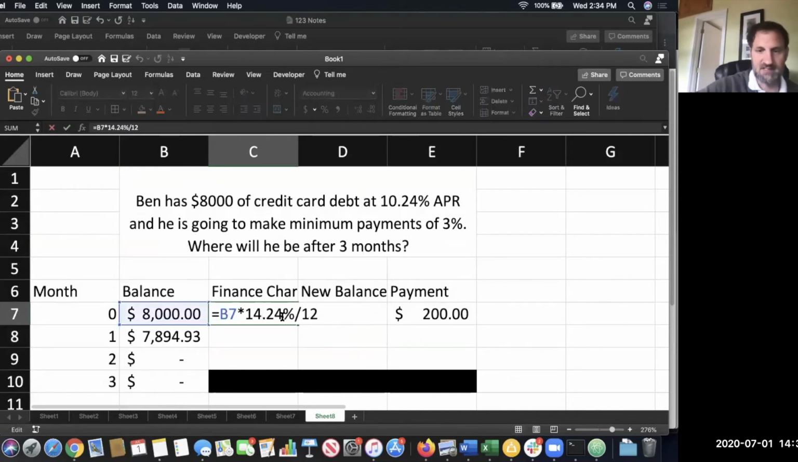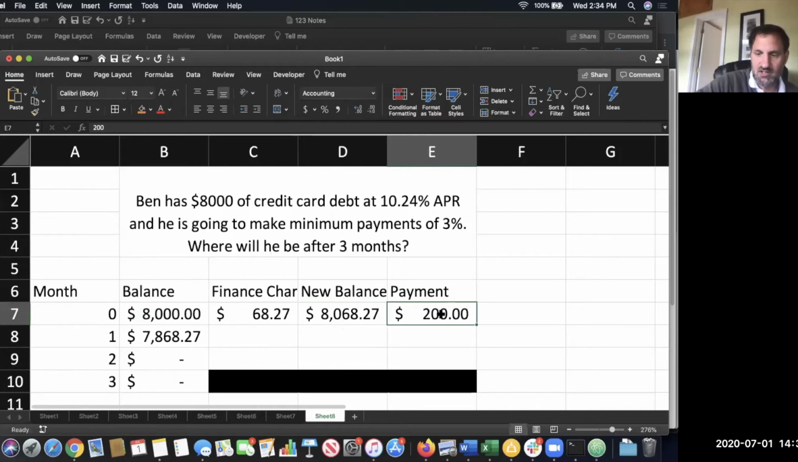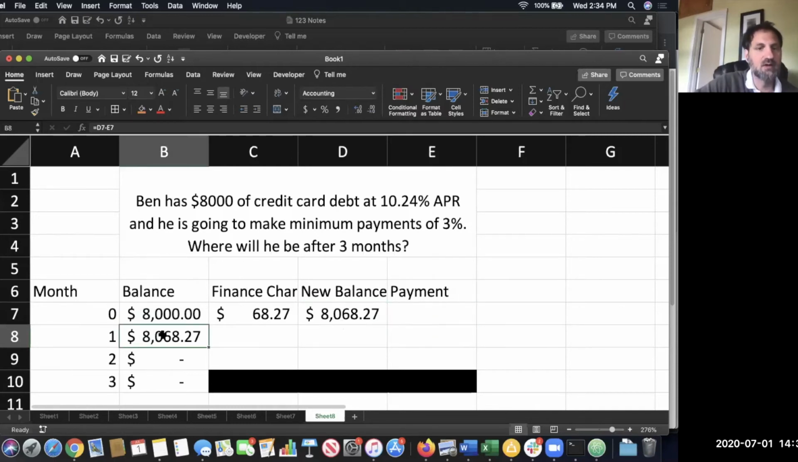First of all, I've got to fix this because I'm not doing 14% anymore. I'm doing 10.24%, but everything else is the same. Multiplying the balance times 10.24% divided by 12. So it's about a $68 finance charge. So my new balance is this much. When I go to calculate the payment, that's where it goes different.